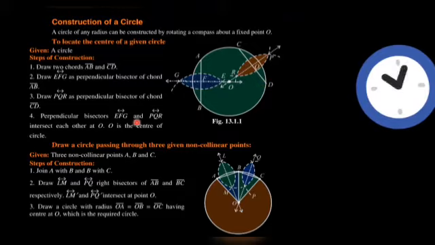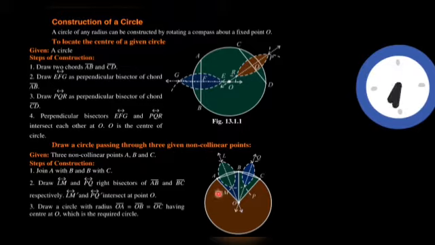These perpendicular bisectors EFG and PQR should intersect each other at a point. This point is known as the center of the circle. This was a very common method to locate the center of a circle by drawing perpendicular bisectors of two chords in a circle.